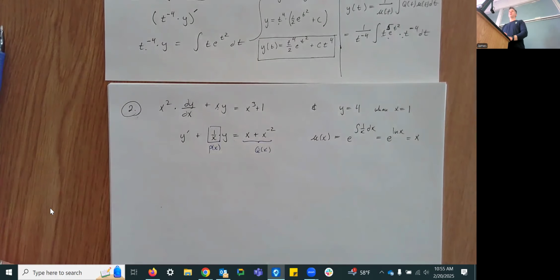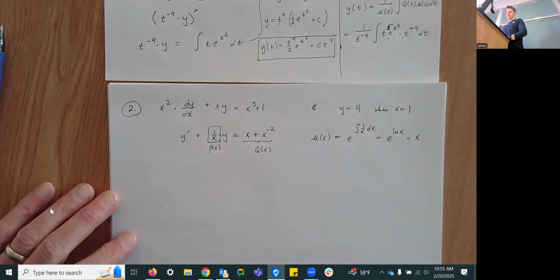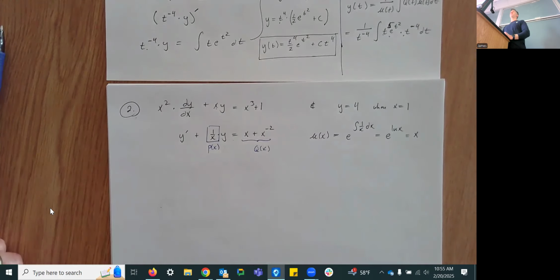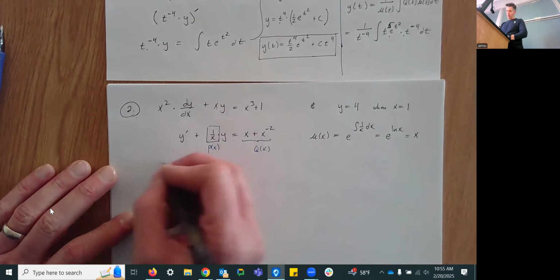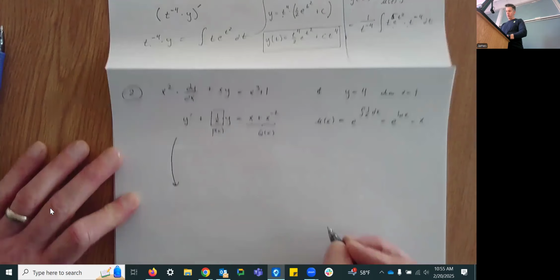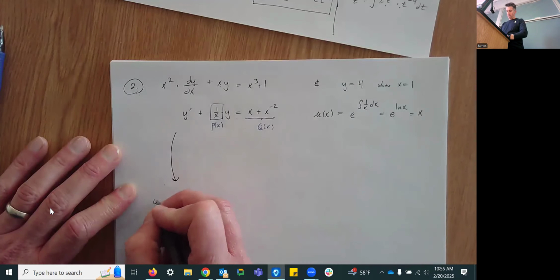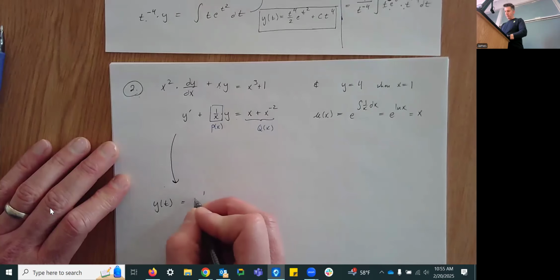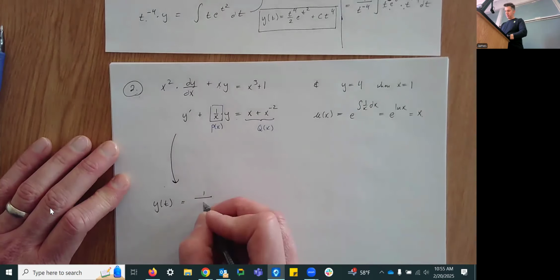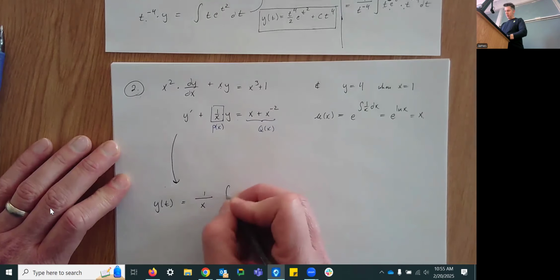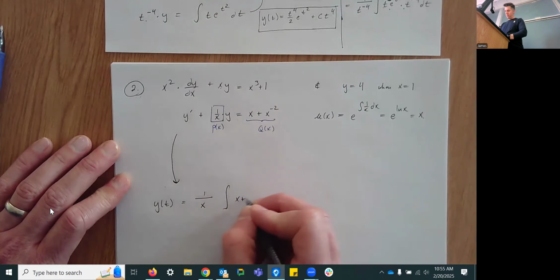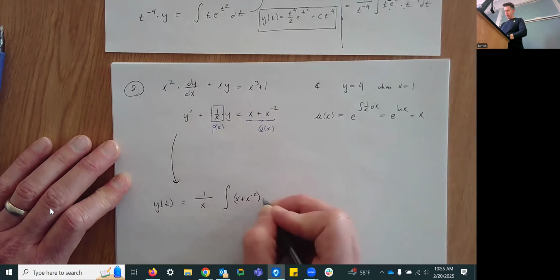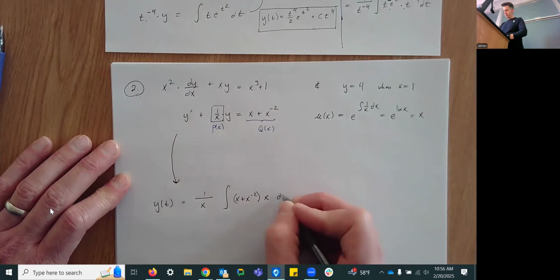So let's actually jump straight to the solution and then we will maybe backtrack and show the work. It's hard for me to want to skip this part. I like showing this part, but we'll skip it. So skipping the work, we say great. Our solution y of t is going to equal 1 divided by x times the integral of our q times our mu.